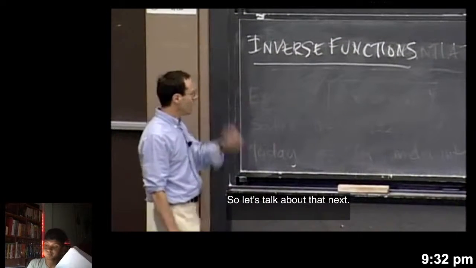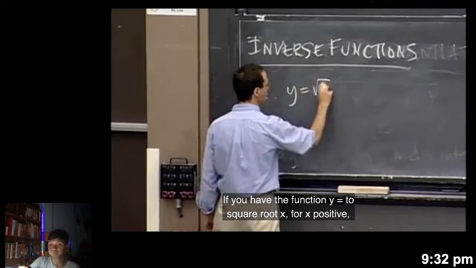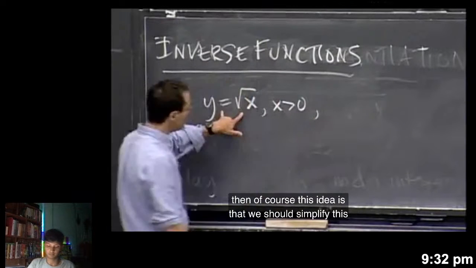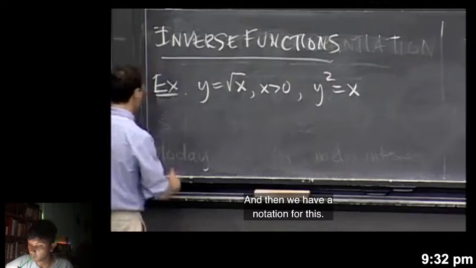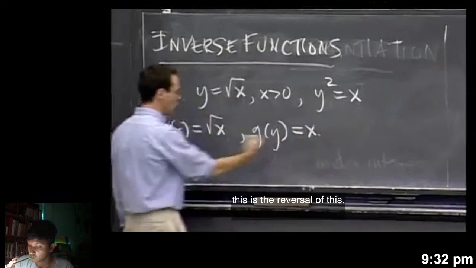So first, maybe we'll just illustrate by an example. If you have the function y equals square root of x for x positive, then the idea is that we should simplify this equation, and we should square it. So we get this somewhat simpler equation here. And then we have a notation for this. If we call f of x equal to square root of x, and g of y equal to x, this is the reversal of this, then the formula for g of y is that it should be y squared.